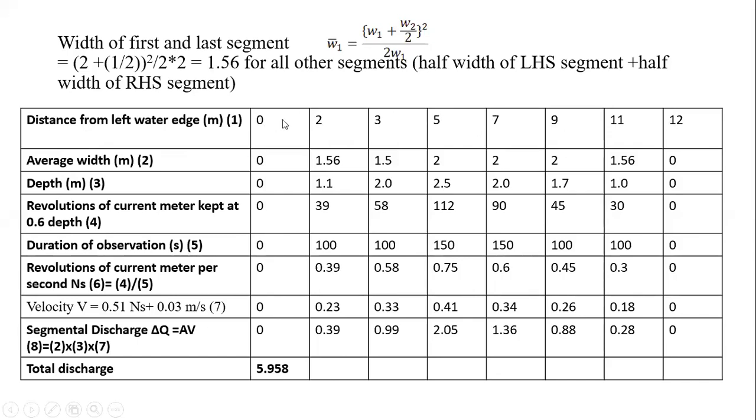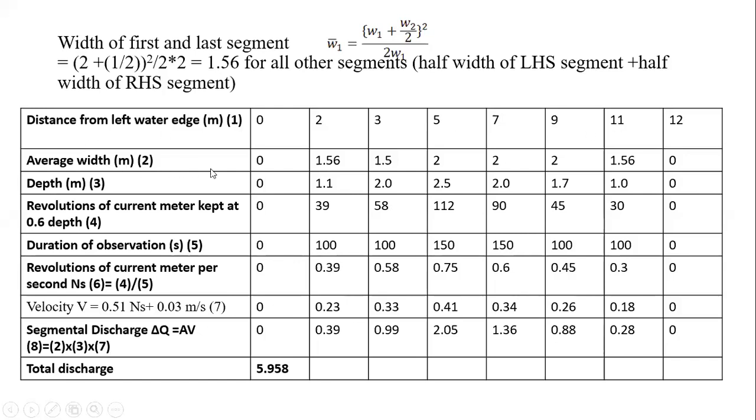So if you calculate the distance between consecutive or adjacent verticals, then this is 2 meters, then this is 1 meter, 3 minus 2 will be 1 meter, then 5 minus 3 will be 2 meters, 7 minus 5 will be 2, 9 minus 7 will be 2, 11 minus 9 will be 2, and lastly 12 minus 11 will be 1 meter.